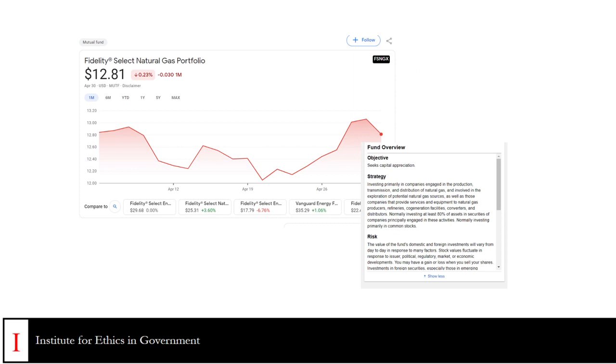So if we do an internet search, we can actually find the Fidelity Select Natural Gas Portfolio, and we have an indication that it's a mutual fund at the top of the screen here. We find out that this is a mutual fund that invests in the natural gas industry. So that helps us to satisfy that first question. What is it?